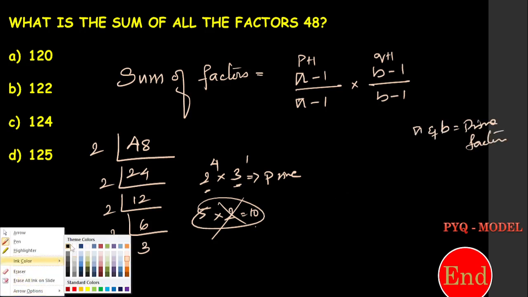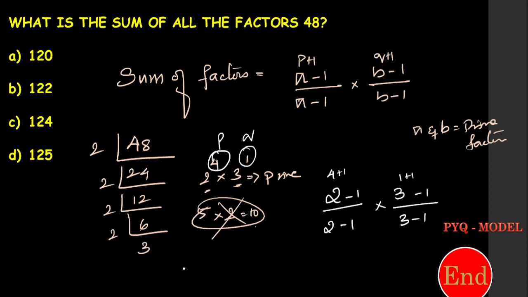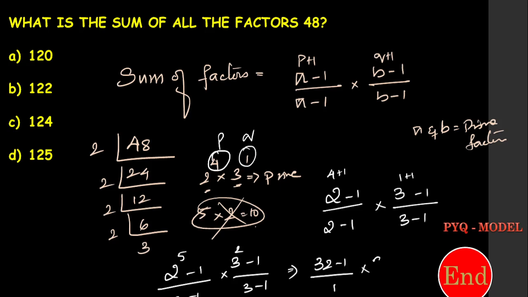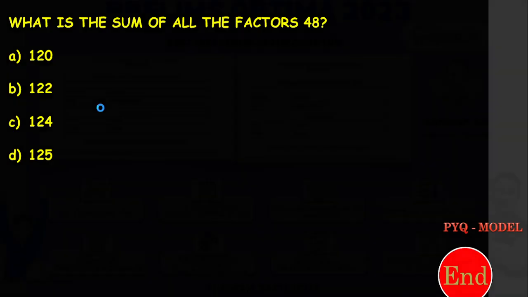Let's substitute a value. a value is 2, so 2 minus 1 by 2 minus 1. This 4 is p and this is q. So p is 4 plus 1, into b is 3. q is 1 plus 1, minus 1, divided by 3 minus 1. So I can write 2 power 5 minus 1 by 2 minus 1, into 3 power 2 minus 1 by 3 minus 1. 2 power 5 is 32. 32 minus 1 by 1, into 3 square 9 minus 1 by 2. 32 minus 1 is 31. 31 into 9 minus 1 is 8, 8 by 2 is 4. So our answer will be 124. This is the right answer. Clear? So we need to know the formula for the sum of factors. If you add all the factors, you will get 124.